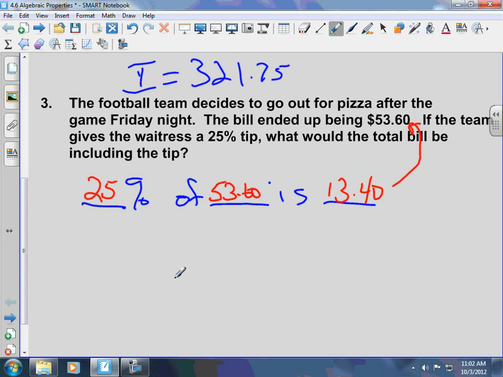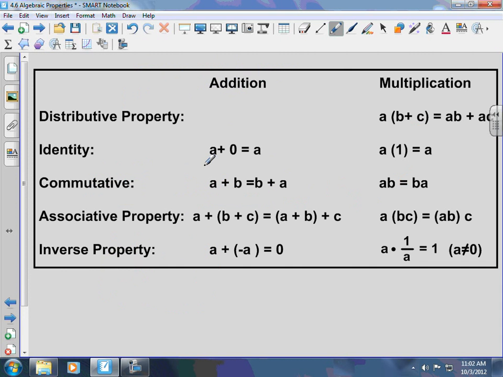So $13.40 plus $53.60 equals $67. So your bill is $67. You always add tip. Always add tip. It's extra money you pay. If it's a discount, what do you do to discounts, kids? You subtract discounts. Okay, here we go.